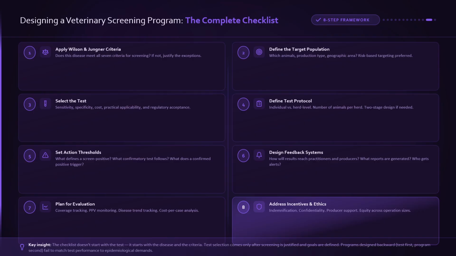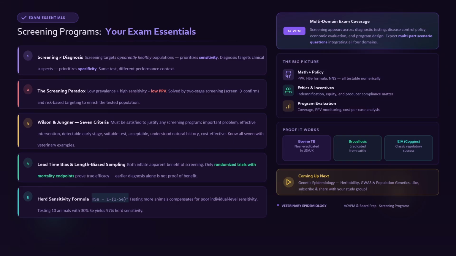All right, let's bring it all home with the exam essentials, the handful of ideas you absolutely have to walk into the test knowing cold. Let's pull it all together. We covered a lot of ground, and I want you walking out with the framework, not just a pile of facts. Here are your essentials.